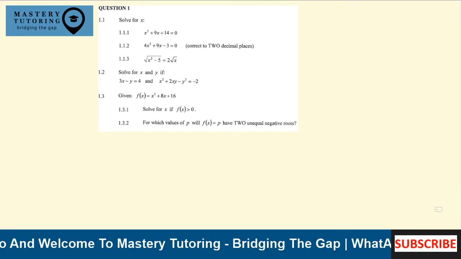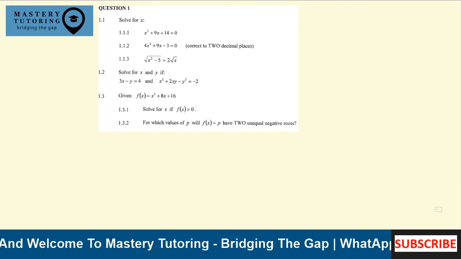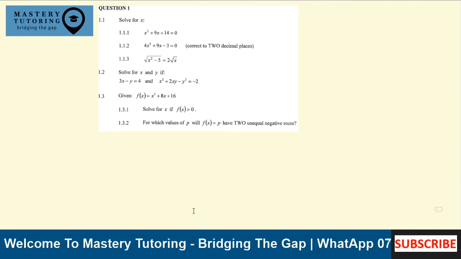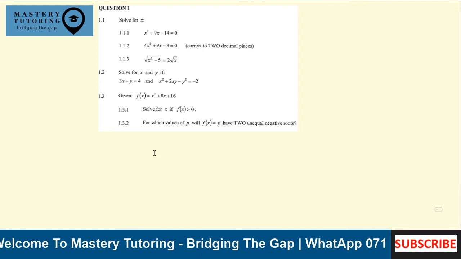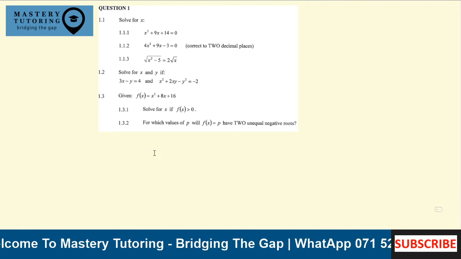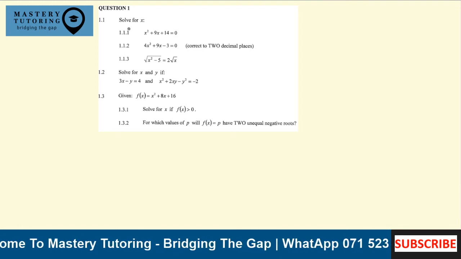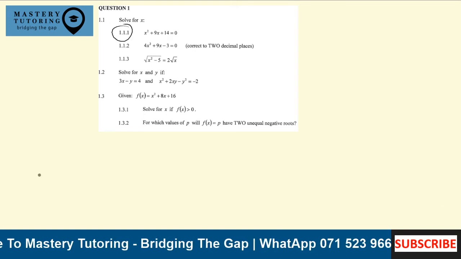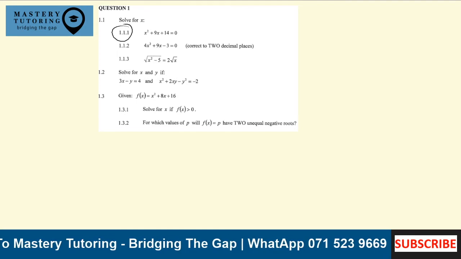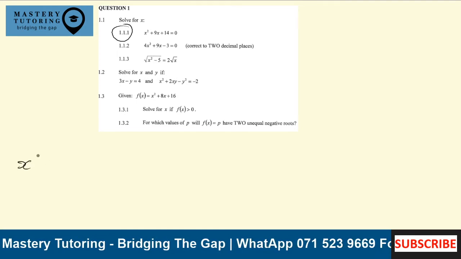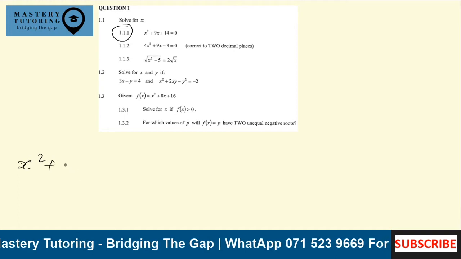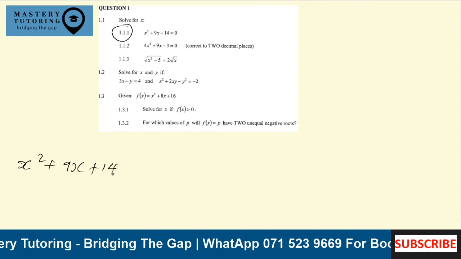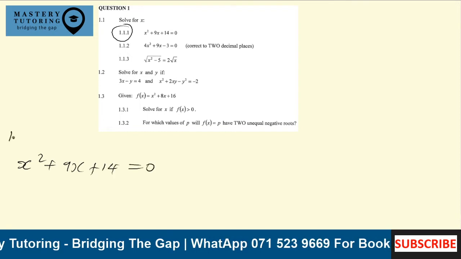In this video we're going to be doing question 1 of the 2017 Department of Basic Education Final Exam question paper. We are given the following information. In question 1 we're required to solve for x. So right now we're going to start with question 1.1.1. It says solve for x: x squared plus 9x plus 14 is equal to 0. So this is 1.1.1.